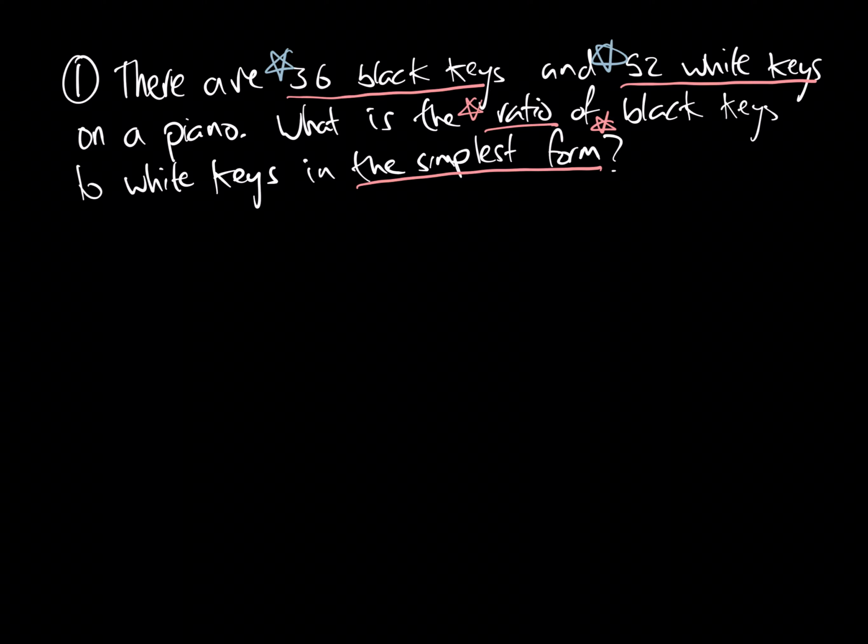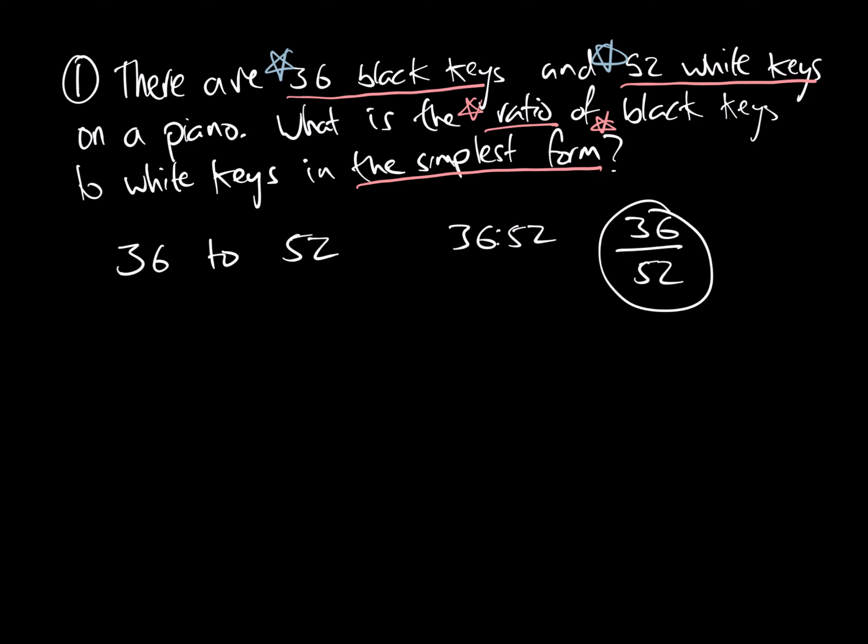Now, as you know, we can write this ratio three ways. We can write 36 to 52, 36:52, and 36 over 52. Because the first number is smaller than the second, it's easier to work with it as a fraction. So let's have a look at the fraction. We have 36 over 52. That's the first part of the question, we have the ratio. The second part of the question says we need to put this in the simplest form.